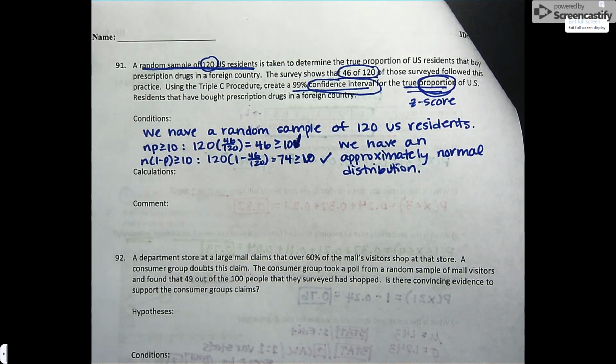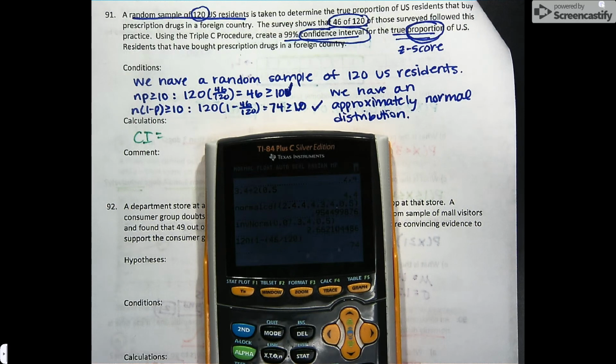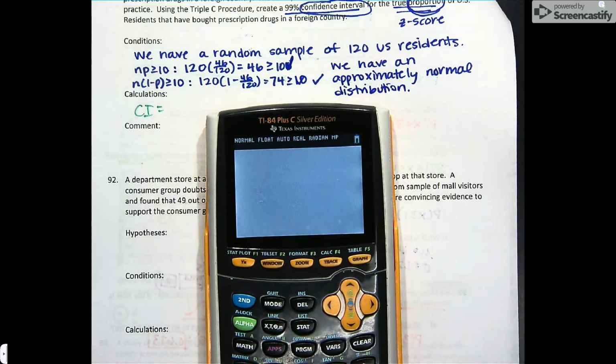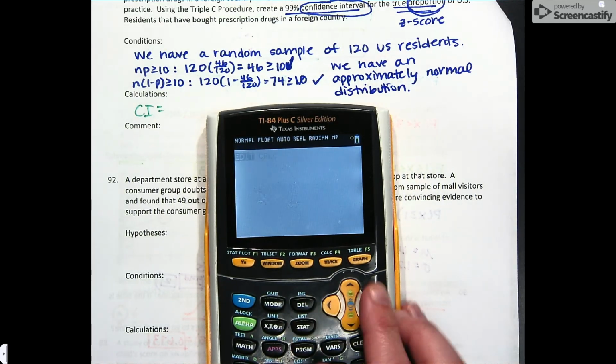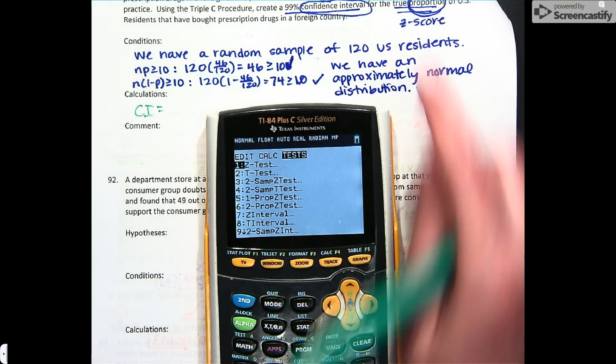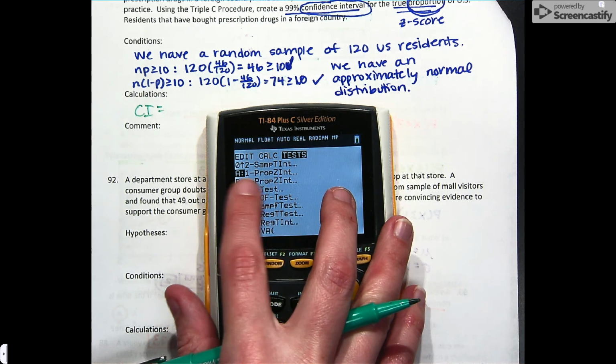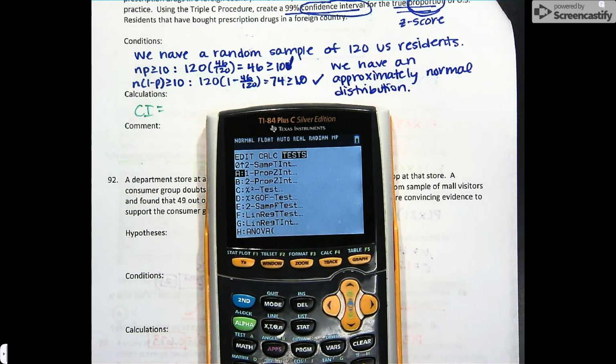All right, so to finish number 91, now we need to do our calculation, which is just to calculate the 99% confidence interval. So to show the 99% confidence interval, I'm just going to do that all in our calculator. Remember, to calculate that, you go to Stat, Test, and this is a Z-score confidence interval. Since we have one proportion, that's going to be letter A, one proportion, Z interval.